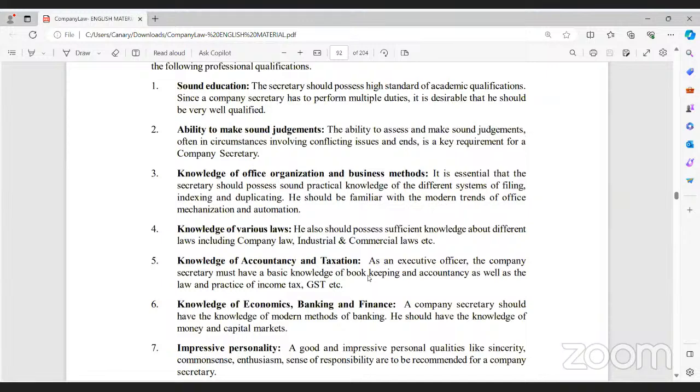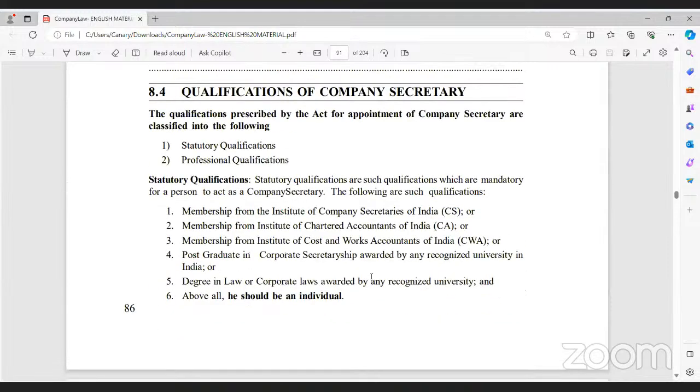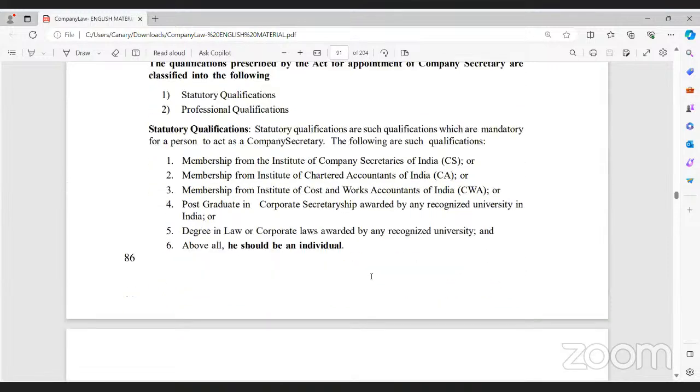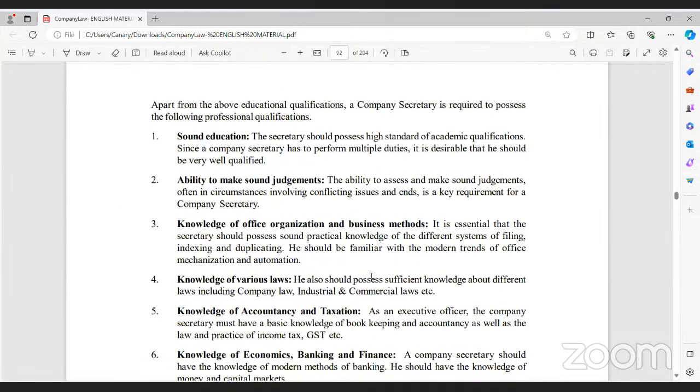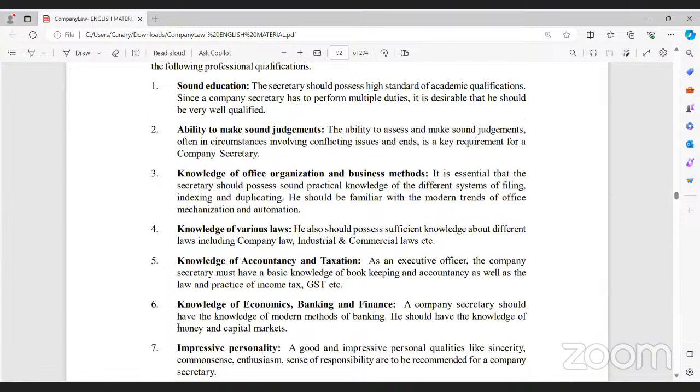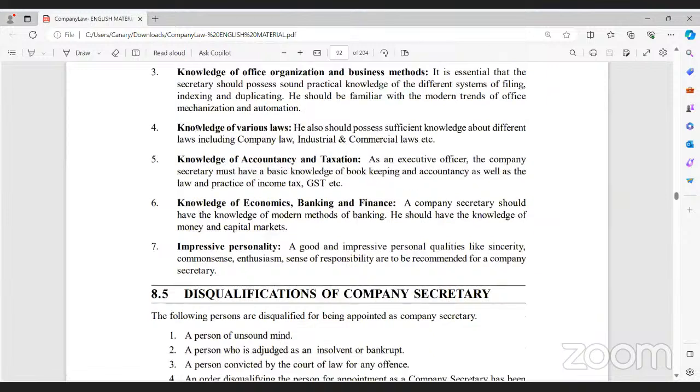Of course, a person who has completed the statutory qualifications, CS, CA, ICMA, or secretaryship, only can become one. So he will learn. His knowledge should not only permit getting the grades, but also application while acting as a company secretary. He should possess proper knowledge of office organization and the various business methods.